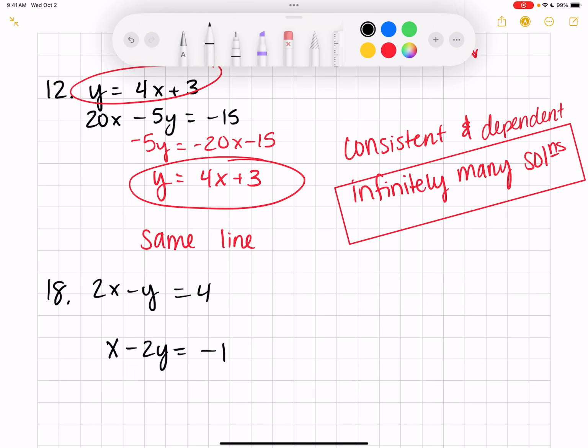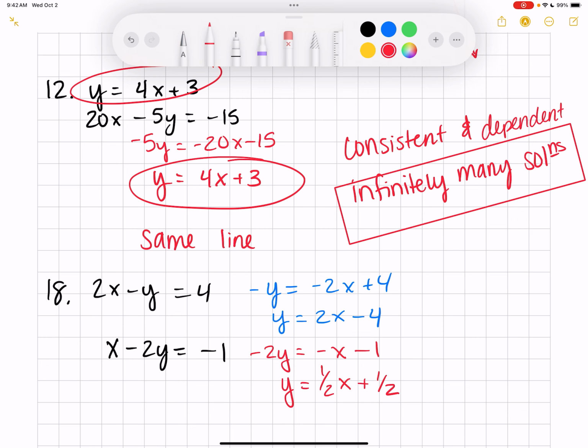And so this is what this one is. I hope we get y by itself. What do I do? Move the 2x over. Yeah, that's fine. Or you could just divide by -1 and move the 2x over at the same time. So, y equals 2x minus 4. The other one, what do I do? y equals positive half x, and then half x plus half.